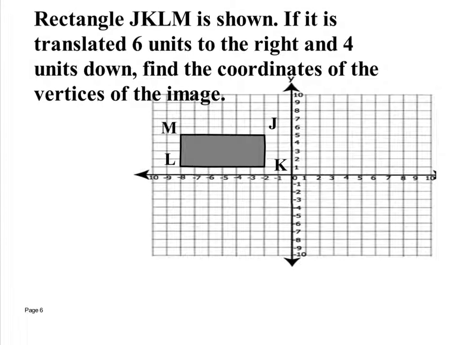Alright, rectangle JKLM is shown. What they do is they name the images based on the points. So this is JKLM, rectangle JKLM. If it's translated 6 units to the right and 4 units down, what your homework's going to ask you to do is find the coordinates of the vertices, which are just the corners of the new image, of the new figure. So that's what we're going to do today. And that's what you're going to do.